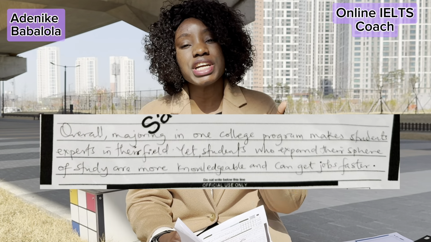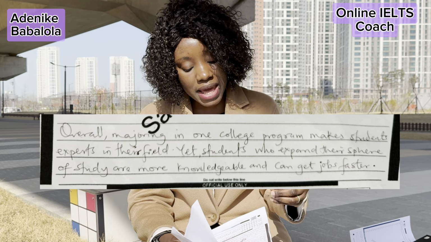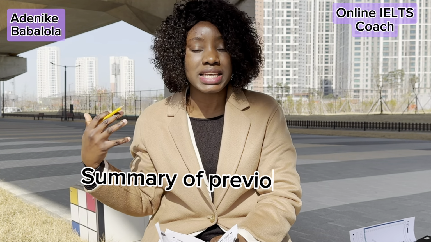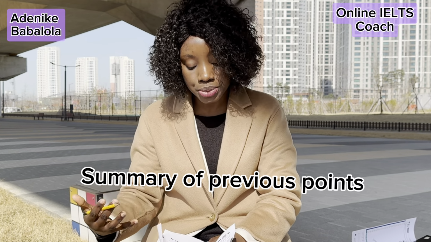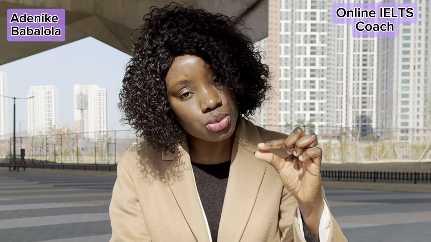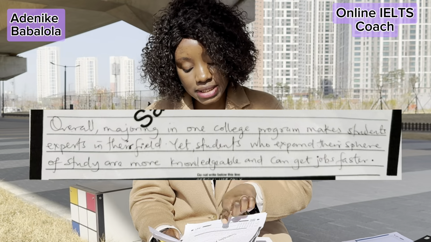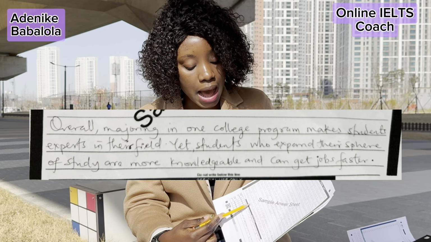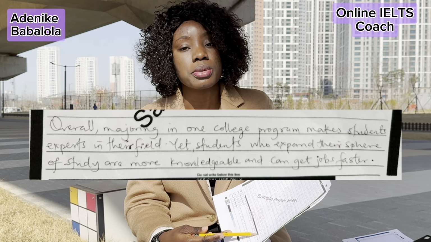Now the conclusion. Overall, majoring in one college program makes students experts in their field. This is a summary of the point I gave before about why people should focus on just one. They become experts in that field. Nonetheless, I'm not stopping there. This is the continuation that includes my summarized points. Yet, students who expand their sphere of study are more knowledgeable and can get jobs faster.